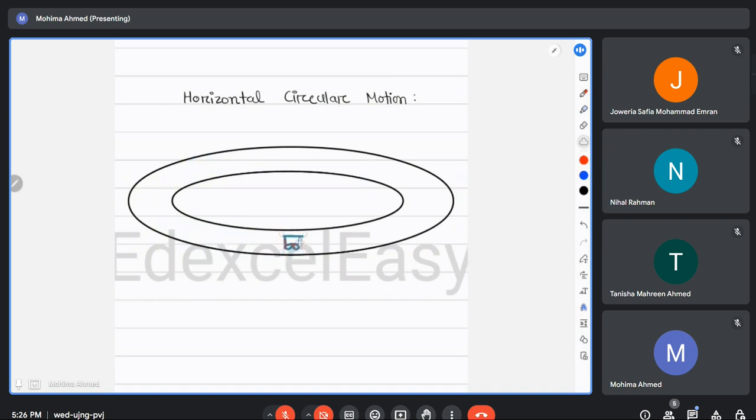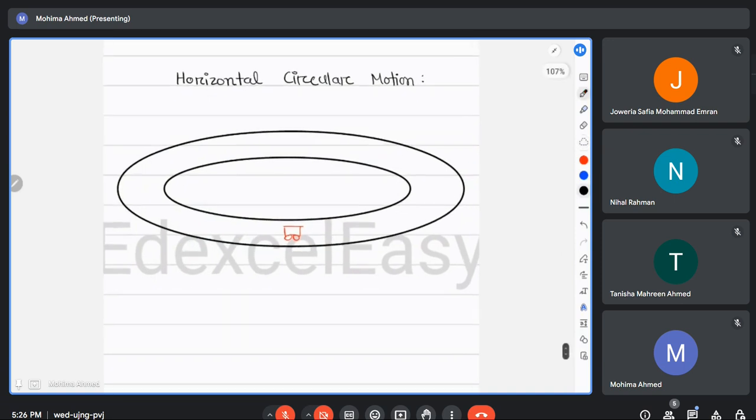For example, here, maybe the forces that are acting are these forces. At this point, there's a forward force from the engine and there's a backward force from the friction. Right? These are the forces acting on the particle.